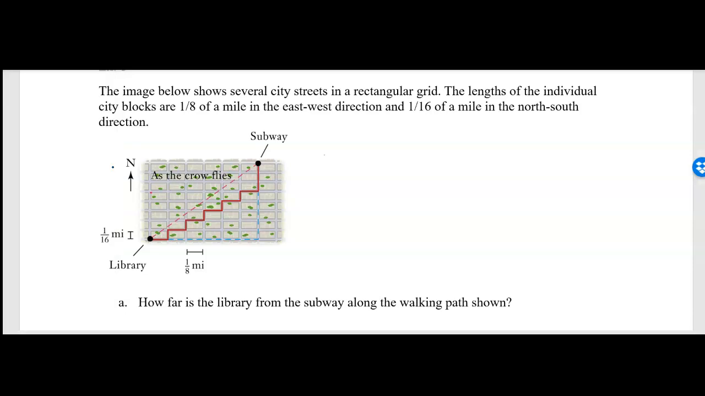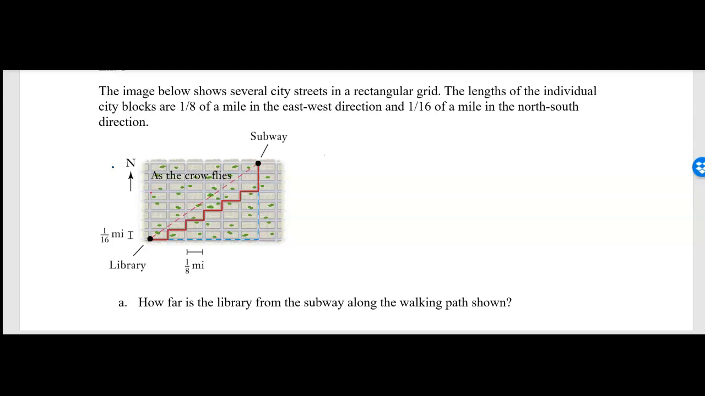The image below shows several city streets in a rectangular grid. The lengths of the individual city blocks are 1/8 of a mile in the east-west direction and 1/16 of a mile in the north-south direction. What does this mean? You look at the diagram here. When you're traveling east and west, right, so to the right, that would be 1/8 of a mile. When you're traveling north, that is 1/16 of a mile. Each of those are blocks. So this would be our north blocks and this would be our east-west blocks.